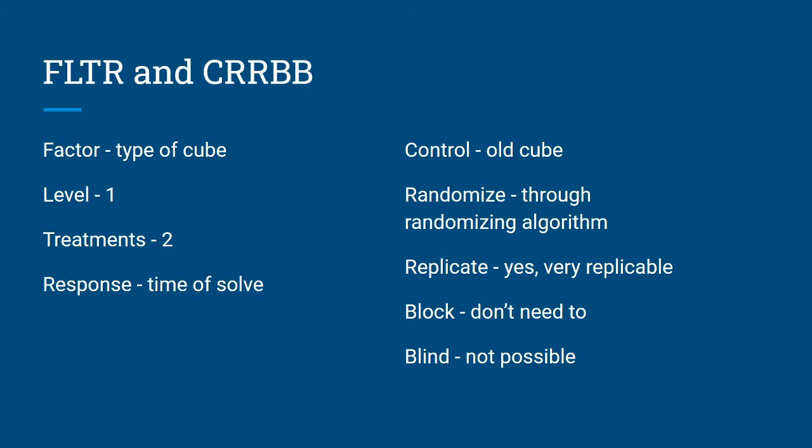As for the curve, my control was the old cube, because I wanted to compare my new cube to my old cube. I randomized through a randomizing algorithm, more on this later. This is replicable, because you can solve each cube very easily in the parameters I stated before. I did not need to block, and it was not possible to blind because it's very obvious to tell if I'm using the old cube or the new cube.